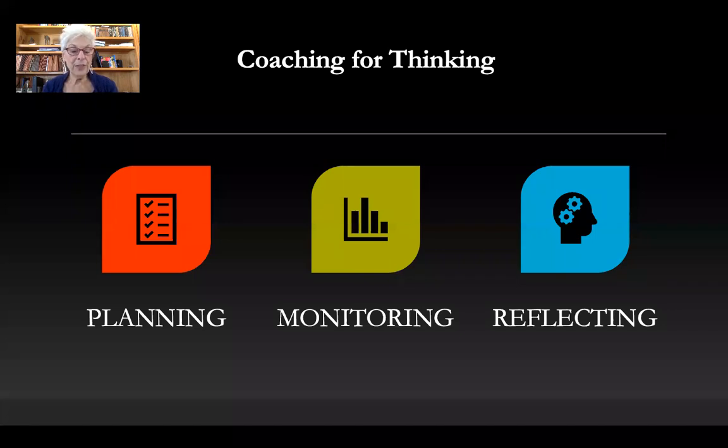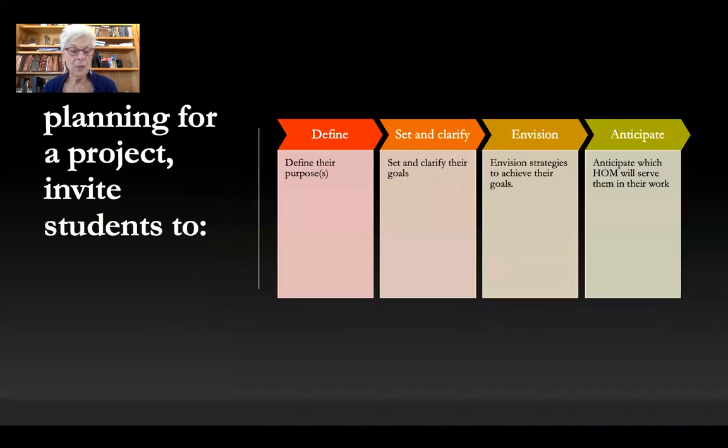So when we're coaching for thinking, we have three ways of looking at that. We're planning, we're monitoring, and we're reflecting. When we're in a project, we want to invite our students to first define what their project is about. Notice that's often goal setting. We want them to set and clarify their goals, making sure they're manageable enough, small enough, narrow enough. We want them to envision some strategies of what they might use, and we want them to anticipate which habits of mind they might be using.